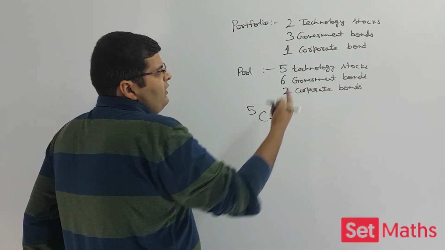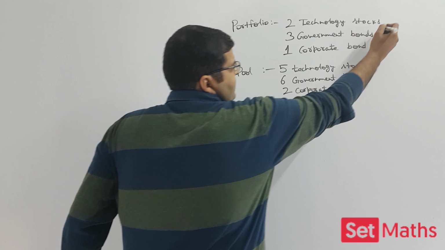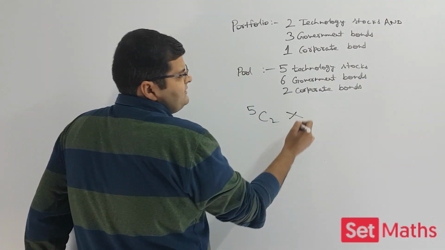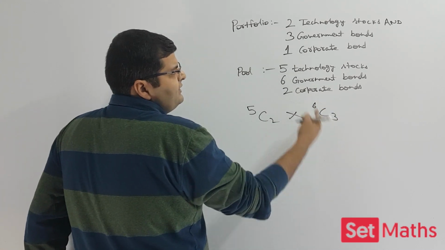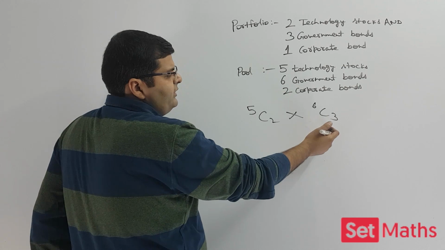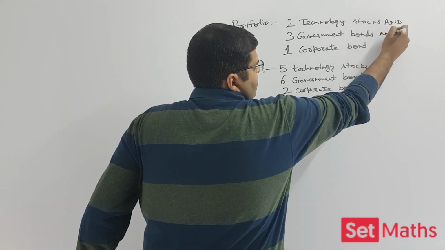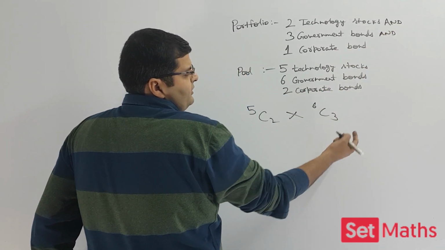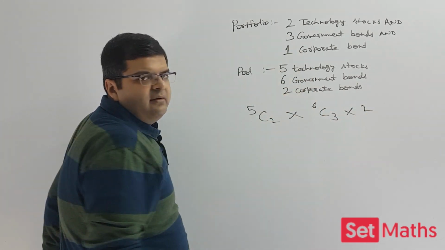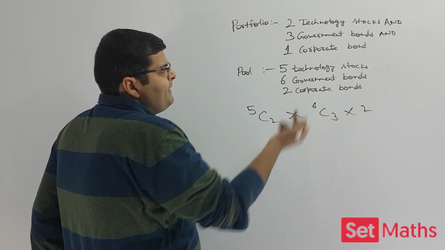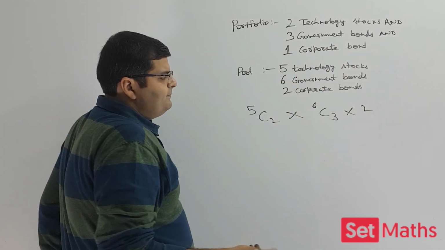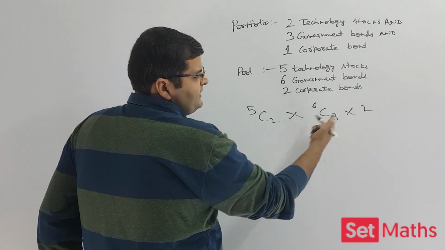Now I have to select 2 technology stocks and there is an "and" here, and 3 government bonds. That means I'll multiply this by 6C3. The government bonds will also follow the combination principle, so it will be 6C3, and 1 corporate bond from 2 corporate bonds. I can directly write it as 2 over here, or if you do it, it will be 2C1, which is 2 only. Anyways, if you're choosing 1 out of 2 options, you have 2 ways you can do it. So this is 5C2 into 6C3 into 2.